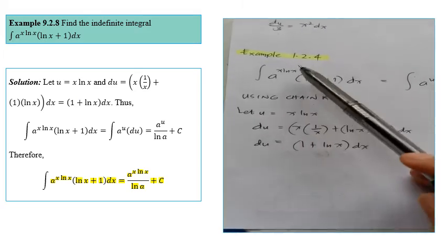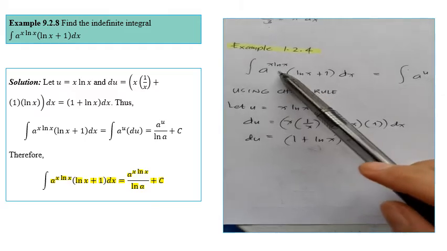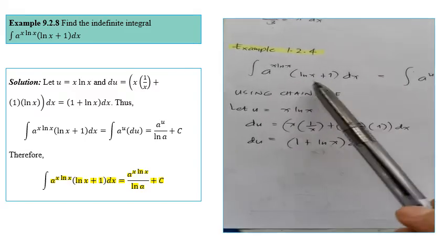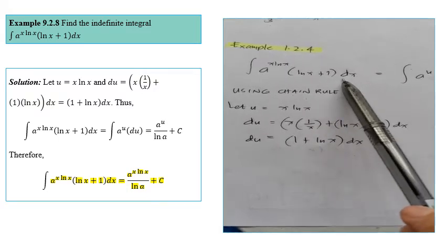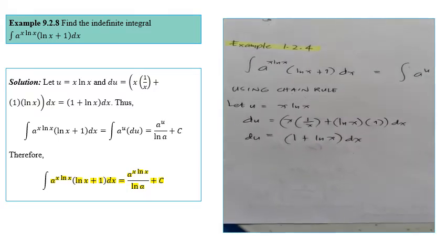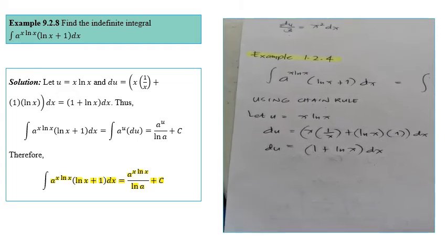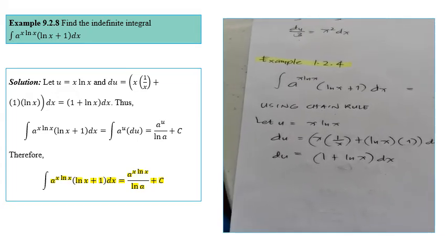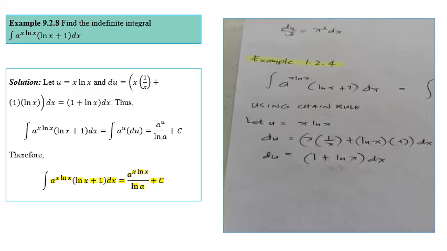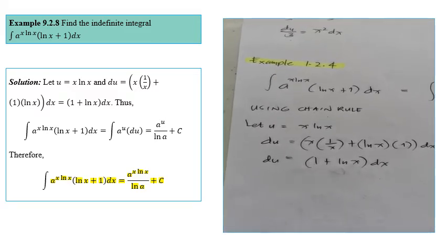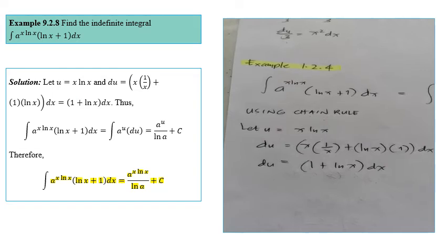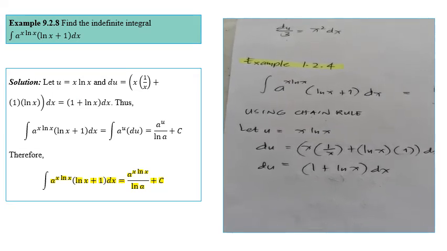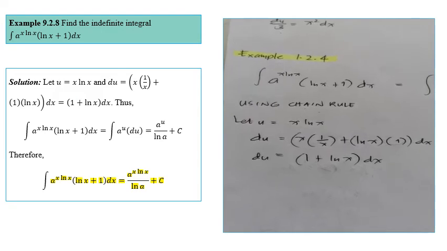We let u be x ln of x, so that the derivative we get is ln of x plus 1. Take note, class: in the chain rule, our goal is that the given integrand must be transformed in terms of variable u before we integrate. Then we return it in terms of variable x, if the original function is in x, in the final answer.